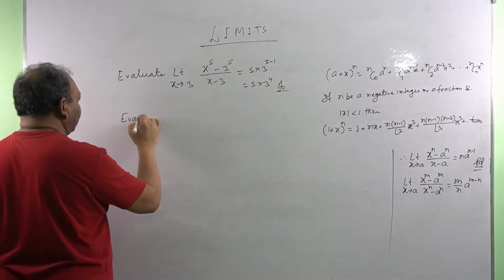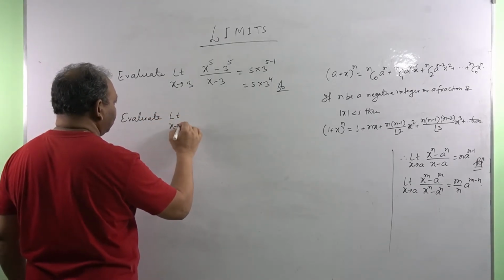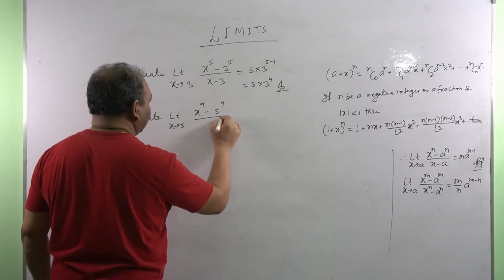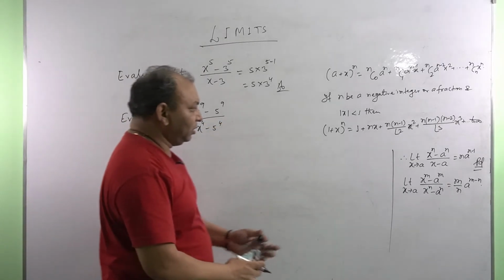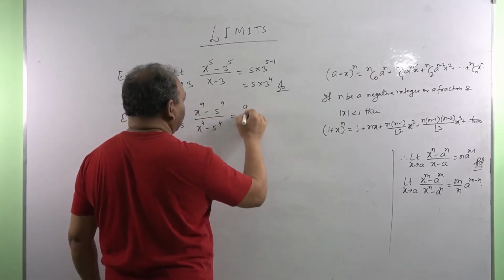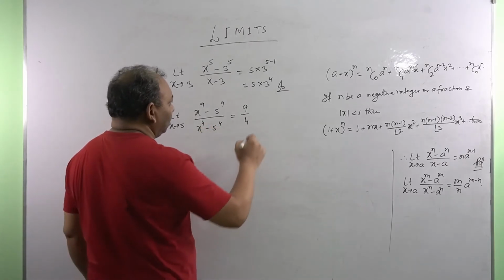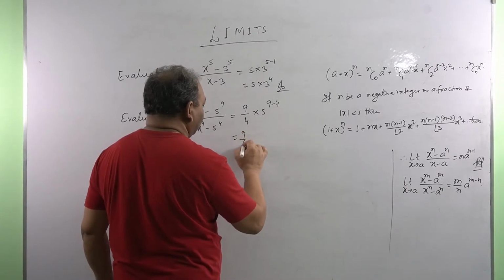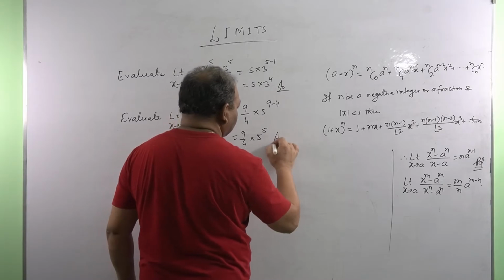Now another example: evaluate limit x tends to 5, (x raised 9 minus 5 raised 9) divided by (x raised 4 minus 5 raised 4). With the help of this formula, we will find the value of this limit. Here m is 9, n is 4, so 9 by 4 into 5 to the power 9 minus 4, that is 9 by 4 into 5 to the power 5. This is the required answer.